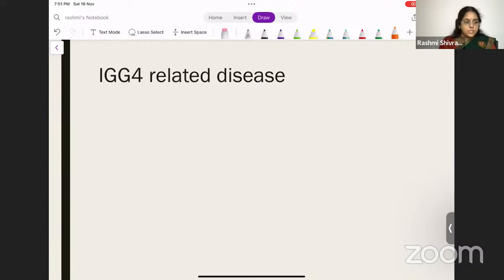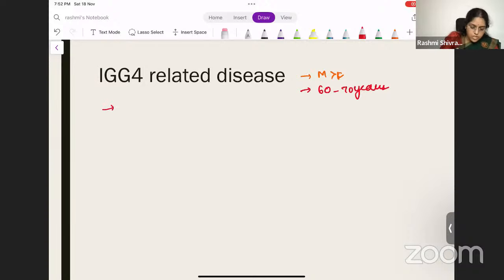IgG4 related disease is more common among males than females, and the peak age is around 60 to 70 years. However, you can see it in any age group. Recently we worked up a patient who is doing MBBS in another college, around 21, so in that age group also you can have IgG4 related disease. This is very important.